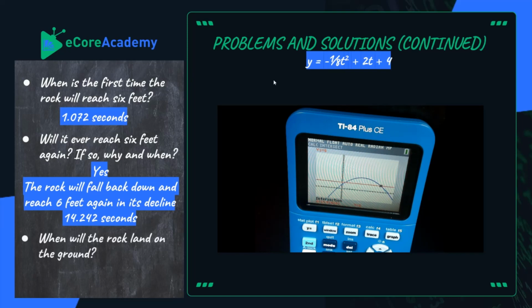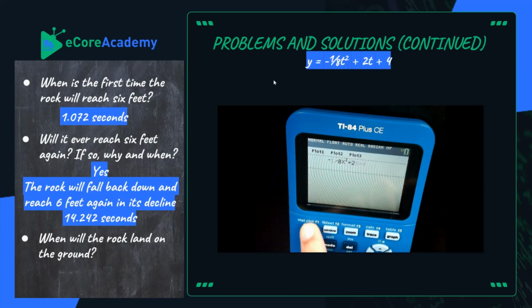When will the rock land on the ground? So what is this asking us? So it's asking us for an x-intercept. How can you tell? Well, it's asking us when the rock will reach the ground again. The ground is your x-axis. So it's asking when will the rock hit the ground. Therefore, in order to find where it intercepts the x-axis, we're trying to find this point right over here. The child launched the rock, and now we're trying to find where it lands over here.